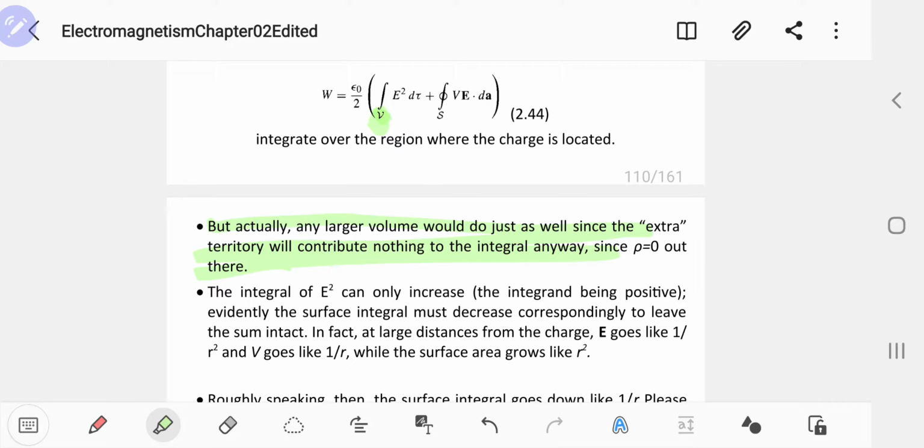But what happens here? If your volume is big, and so R goes to infinity, this electric potential becomes smaller at bigger volume, and also the E becomes smaller. So if this term will increase, this term will decrease, so that the work is still constant if you add them.